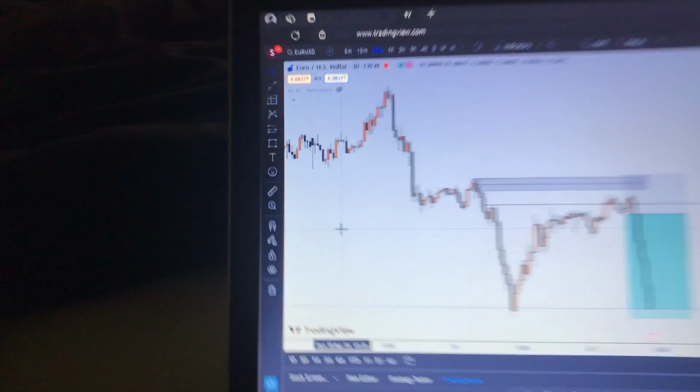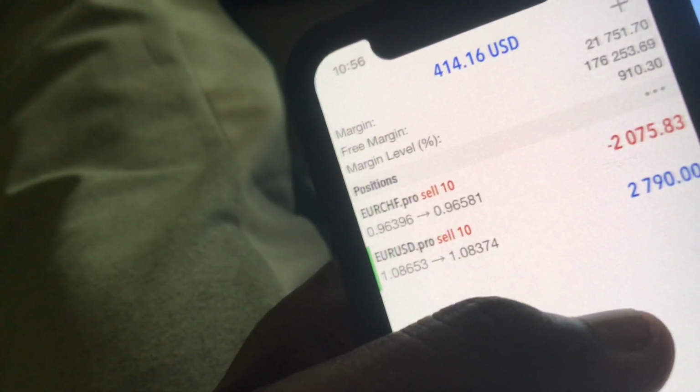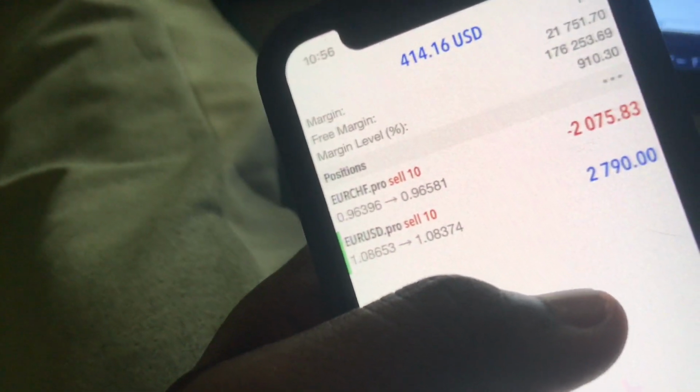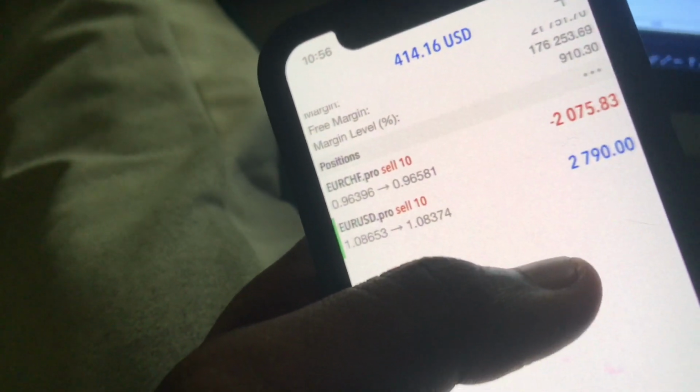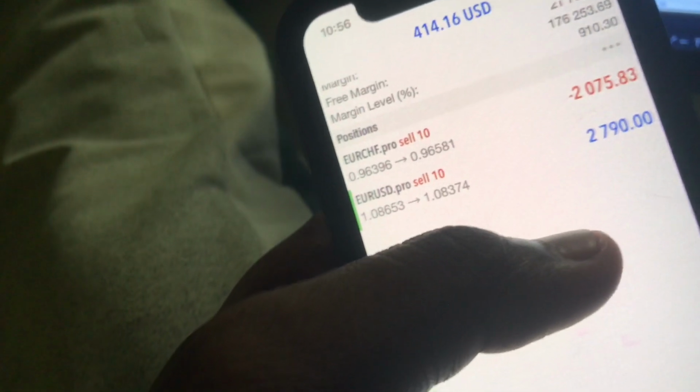So you guys can see this is the analysis on EURUSD. I showed you guys EURUSD, and this is the current position. I'm in on 10 standard lots. I have a loss running on USDCHF, and EURUSD is in profit of almost $3,000 to take profit.